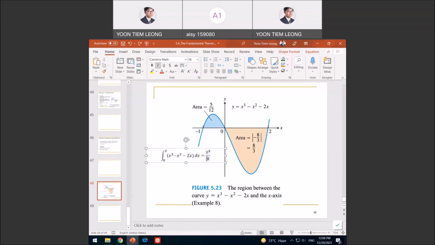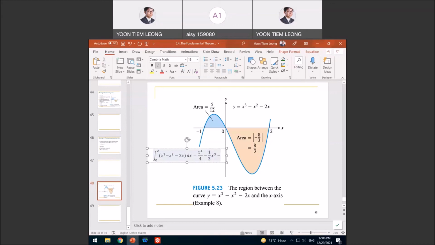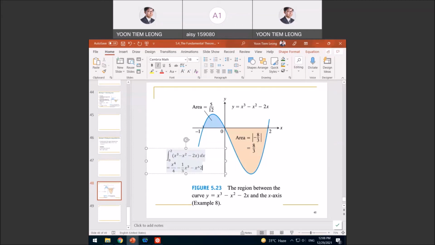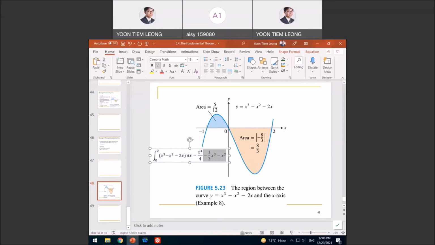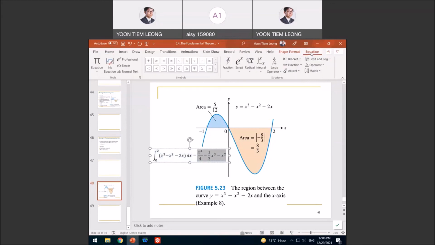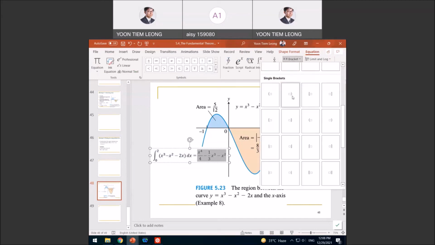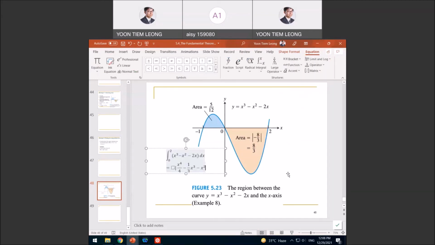Then you have another term, which is the antiderivative for x squared. The antiderivative of x squared is just 1/3 of x cubed, right? So 1/3 of x cubed, when you take the derivative of it, gives you x squared. Then the antiderivative of minus 2x is simply minus x raised to the power 2. So that is how you obtain the antiderivative. Then you evaluate the antiderivative at the upper and lower limit.